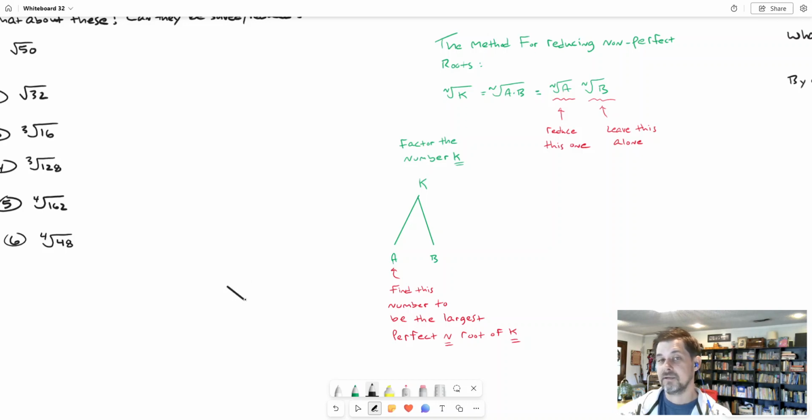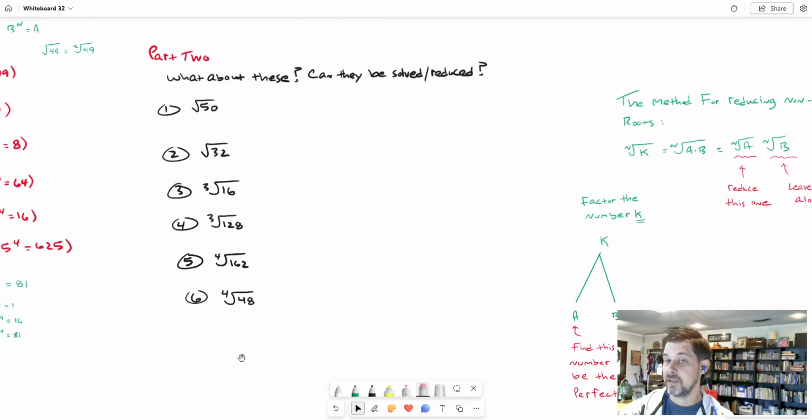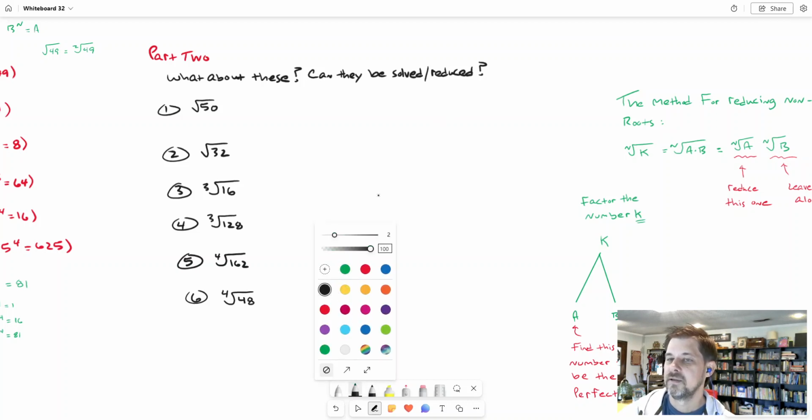Like I said, I think it's hard to learn it just from the outline, but there it is. I'll work the examples and show you what I mean by the outline. So root 50. Okay, so 50 is not a perfect square. So can I factor 50 in a way that there is a number that is a perfect square factor?